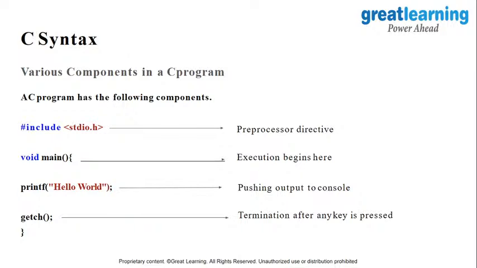Once we run our code, there will be a screen wherein we get our output as hello world. Now, how do we get out of that screen? Basically this get character will help us to do that. Once you press enter or any key, it says termination after any key. Once you press any key, you will be out of your screen.